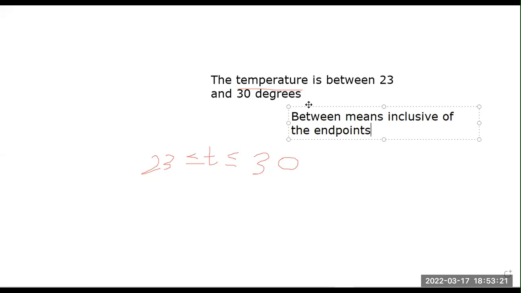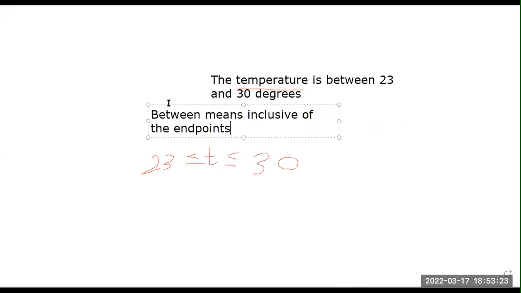So between means inclusive of the endpoints, right? So you would include the 23 and you would include the 30. But sometimes the question can be very specific. So it can be something like not including 23. Suppose the question said the temperature is between 23 and 30 degrees, but you're not including 23. This is how you would write it.